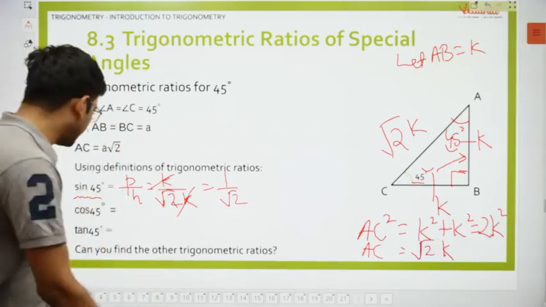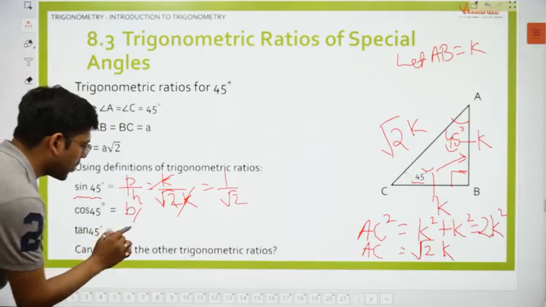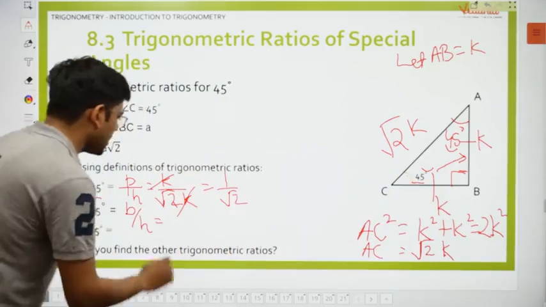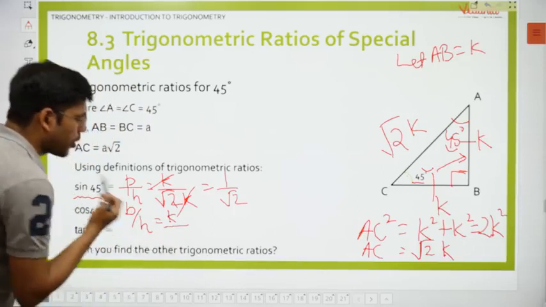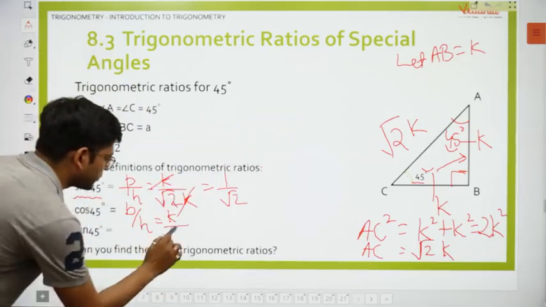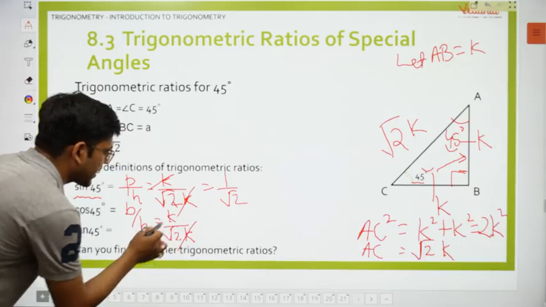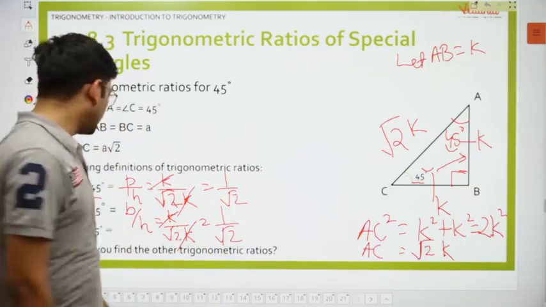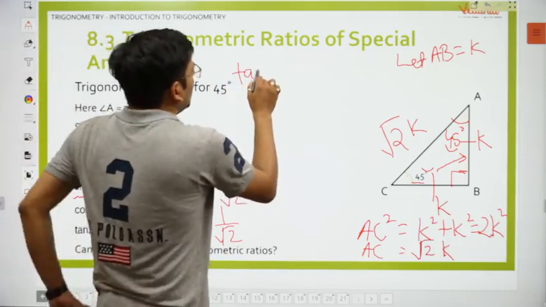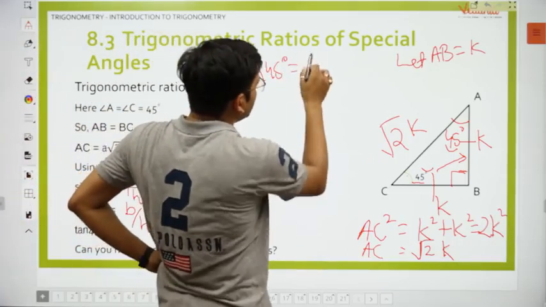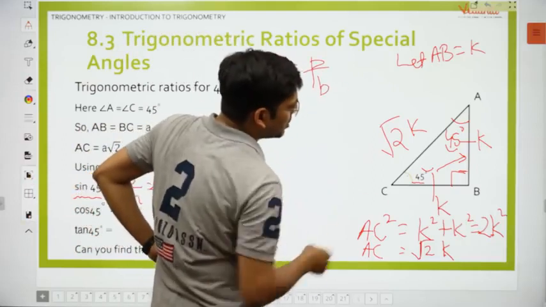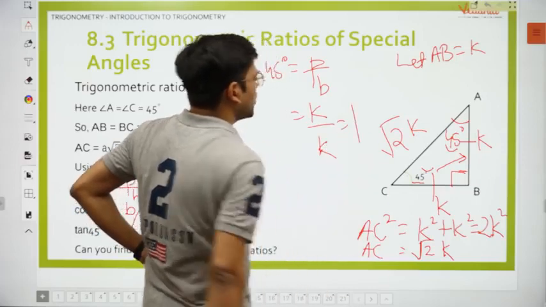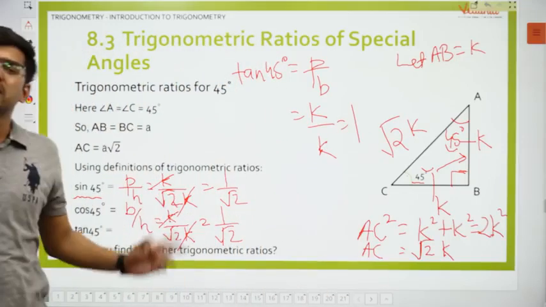Got it? Second, cos is base upon hypotenuse. What about the base? Base is K. Upon hypotenuse. What about the hypotenuse? Root 2 K. K cancels K. What answer did we get? 1 upon root 2. Now, tan 45. Such easy questions. This is perpendicular upon base. Perpendicular is K. Base is K. Answer is 1. All the questions are so easy.